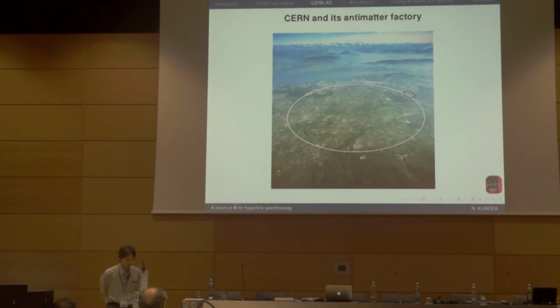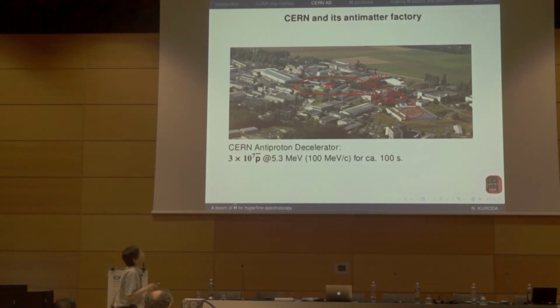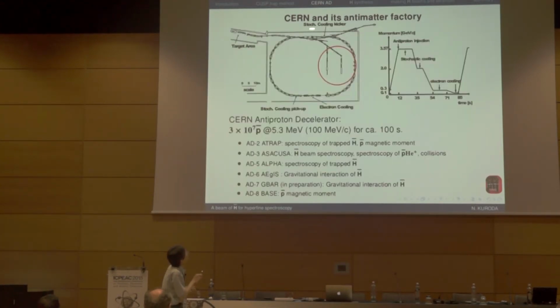So this is a view from an airplane, something like that. This is the famous Large Hadron Collider, used for elementary particle physics research, like the Higgs boson, but we do not use such a huge machine. Inside CERN, another unique facility exists, that is the antiproton decelerator, AD. A high energy proton beam from the proton synchrotron is directed onto a target. The antiprotons are then introduced into this ring, decelerated and cooled down to 5 MeV. So we can use these slow antiprotons.